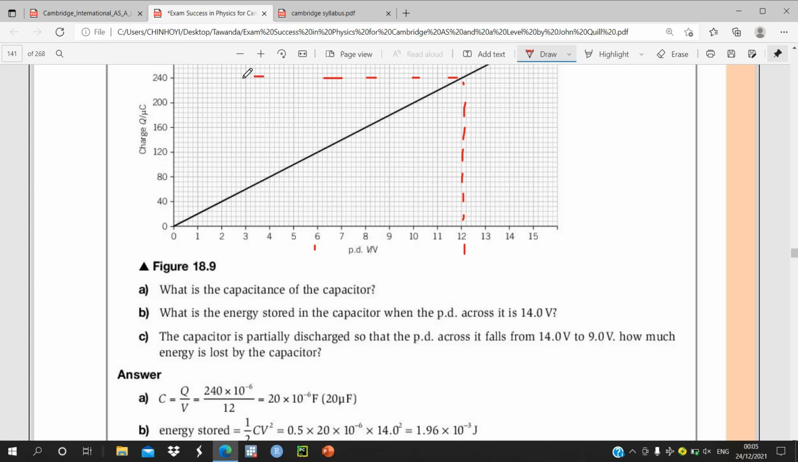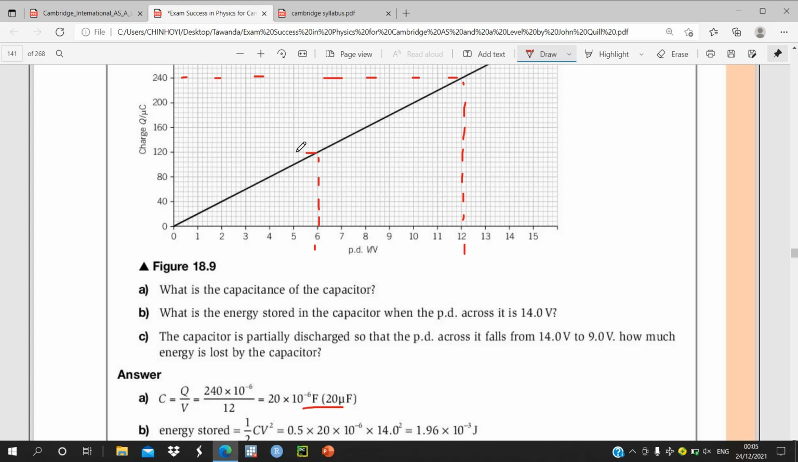So you can see our charge will be 240 microfarads. Since capacitance was charge over V, we're going to say it's that charge, 240 times 10 to the power of minus 10, divided by the voltage, which is 12, and we are going to get the capacitance as roughly 20 microfarads.